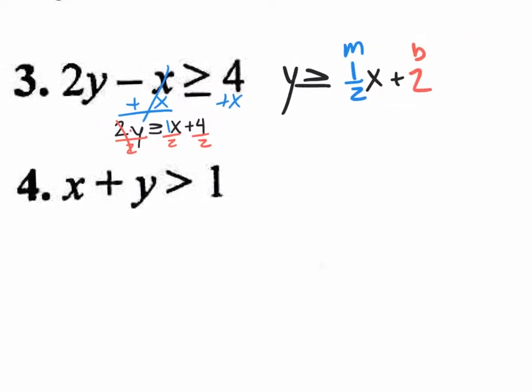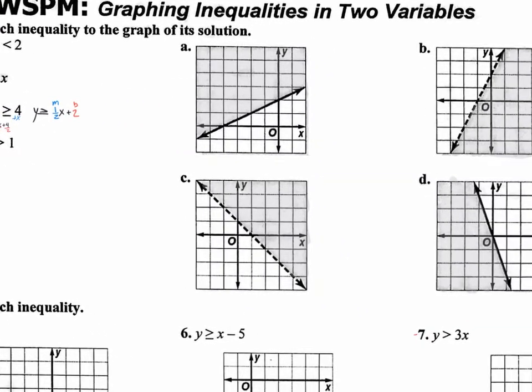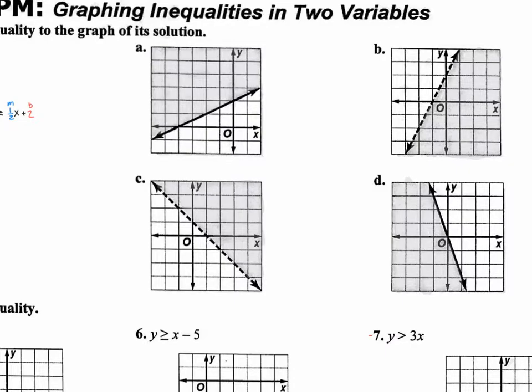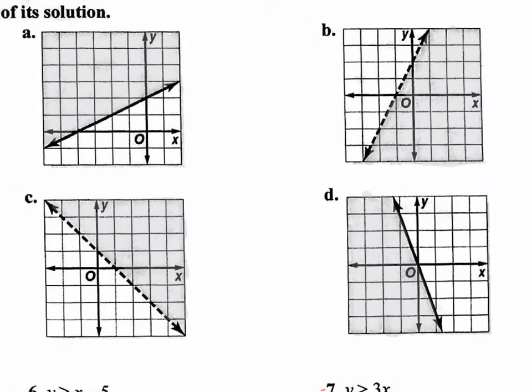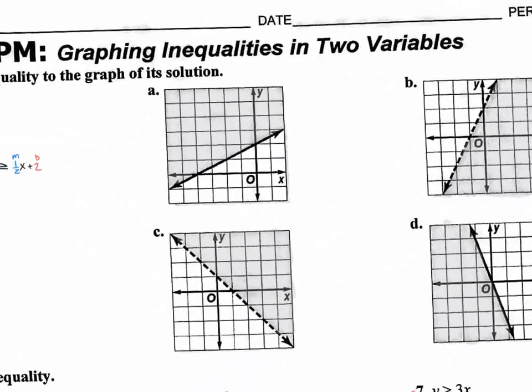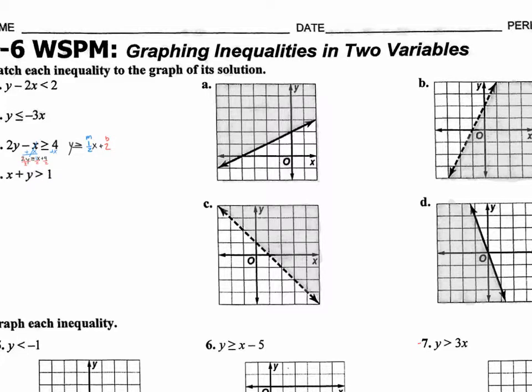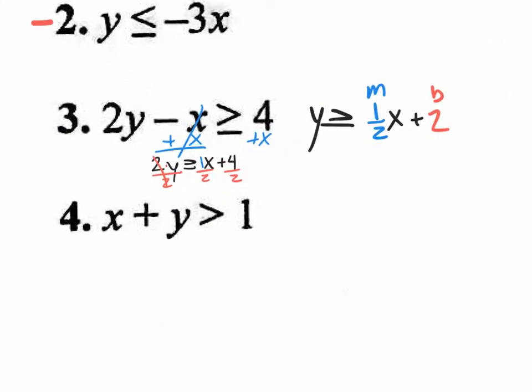Okay, so let's take a look at these multiple choices over here. Which one crosses at 2? A crosses at 2. Also, B crosses at 2. So we need to determine whether it's A or B. Well, if I look at this one, which is a solid line, and this one, which is a dotted line, maybe we could conclude which one's the correct answer just by looking at solid or dotted. Number 3 has to be what? Has to be solid, so it has to be A, correct?